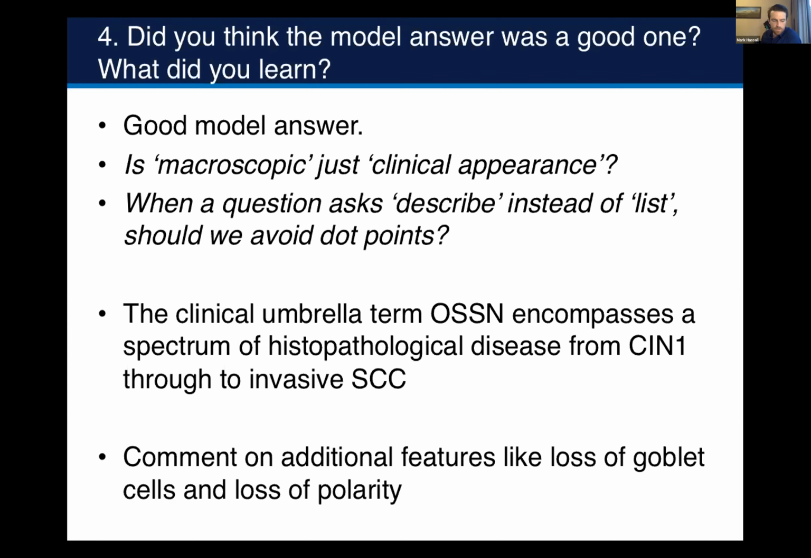And then I also thought that, as well as commenting on the malignant cell type and how it invades two thirds of the conjunctiva in SIN2 or whatever you might be describing, there were also some dot points in there about commenting on other features, such as loss of goblet cells or loss of polarity of the cells, those additional things that happen in conjunctival disease.